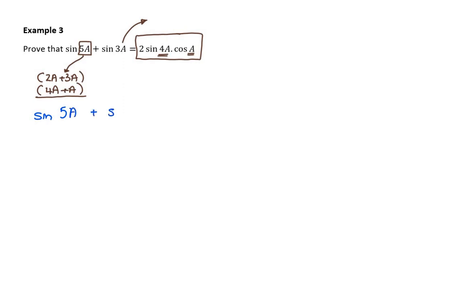So sine of 5a plus sine of 3a. I'm going to rewrite 5a. Of all the options, I'm going to choose 4a plus a because if I look at the answer, that's where I'm going. And 3a, I'm going to rewrite it as 4a minus a again because your proof is working towards 4a and a. So now I'm going to use compound angle identities.